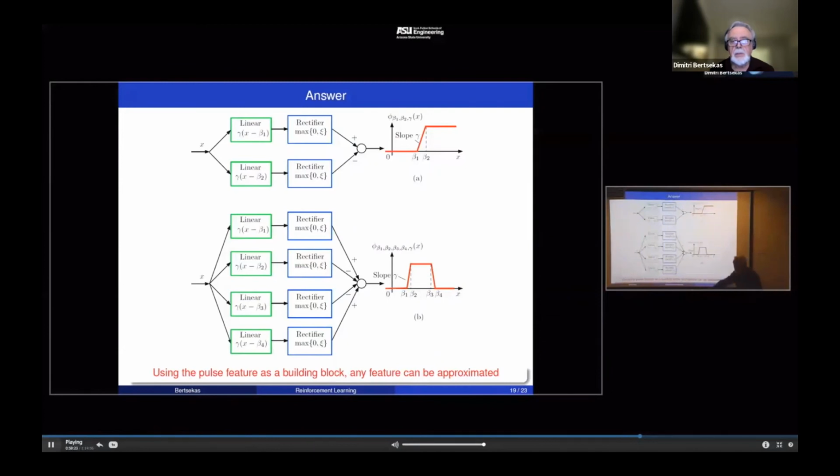We take this one, and we have some more stuff here that constructs another feature. Okay? And moreover, I can multiply the output of this and make this pulse higher than the other pulse, and then have some negative pulses too. So I can construct essentially any piecewise constant approximation as a feature. Now, if I have the piecewise constant, by making the width of the pulses narrower and narrower, I can approximate as closely as I want just about any function.